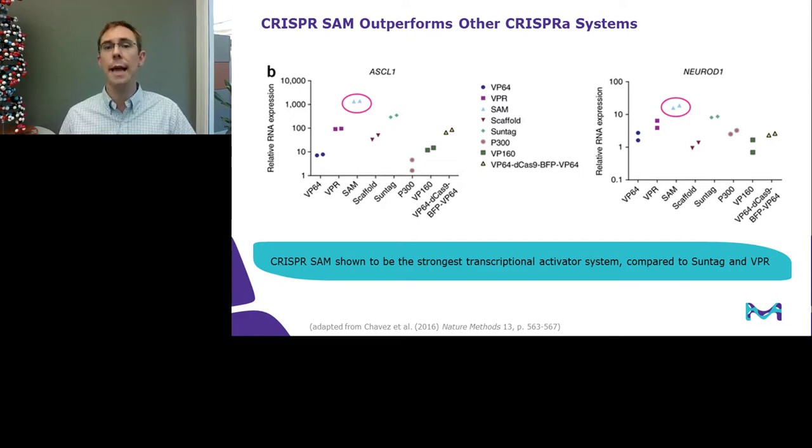So George Church's lab published a nice comparison paper of the different CRISPR activator technologies and showed CRISPR-SAM to be the strongest transcriptional activator system. That's why we chose to optimize and produce the CRISPR-SAM lentiviral whole genome libraries.